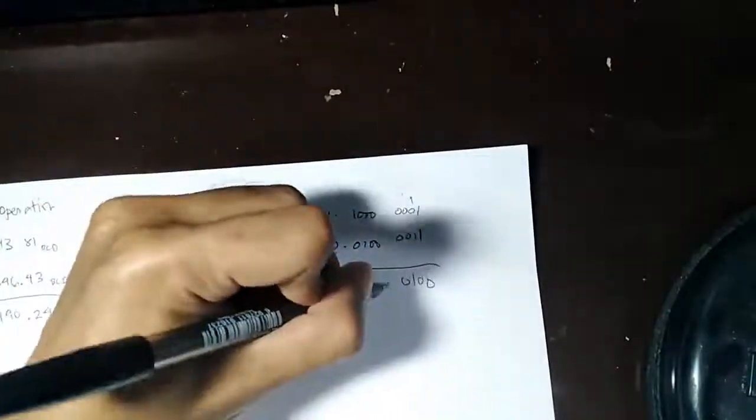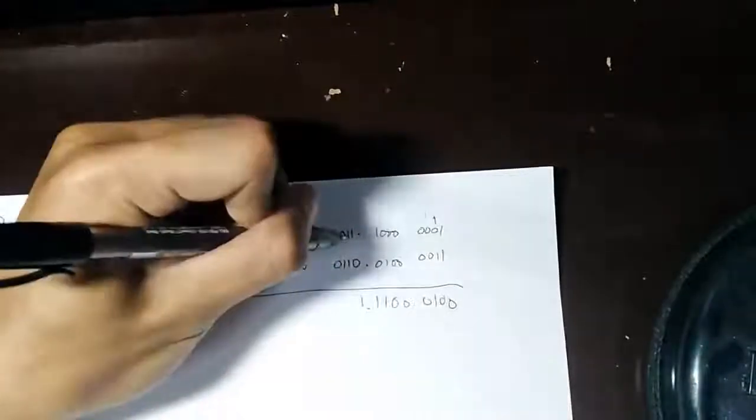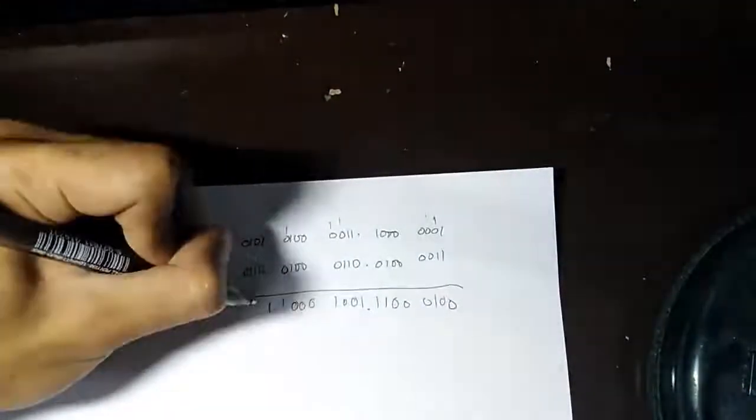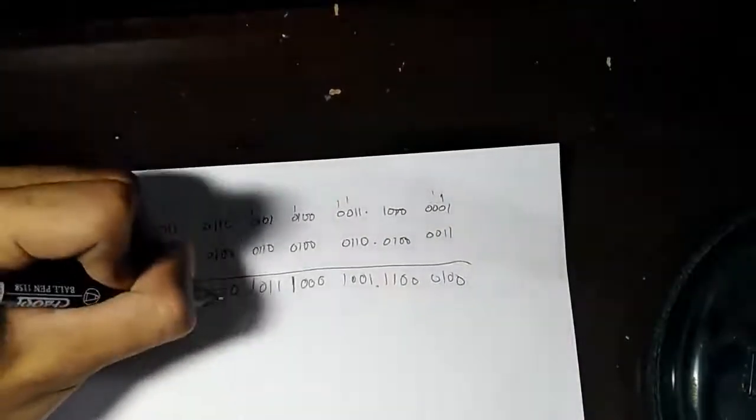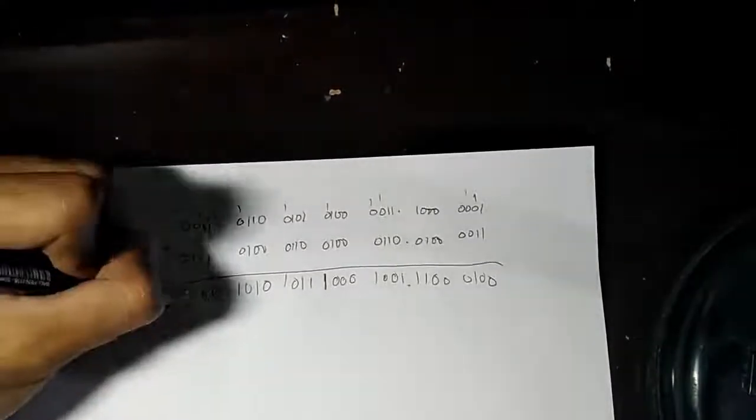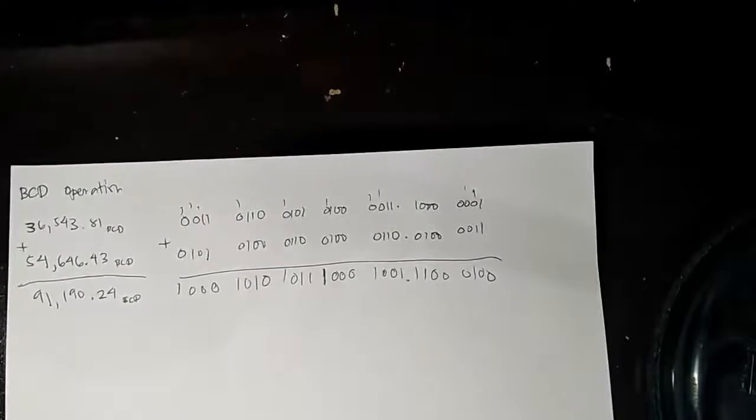So 1 plus 1 is a 0 with a carry 1. 1 plus 1 again, a 0 with a carry 1. 0 plus 0 is 0. 0 becomes 1. 1 plus 0 is a 1. 1 plus 1 is a 0, carry 1. We have a 1. We have a 0, carry 1. There you go. I hope it is clear to you. 0 plus 0 is a 0. And lastly, there you go.